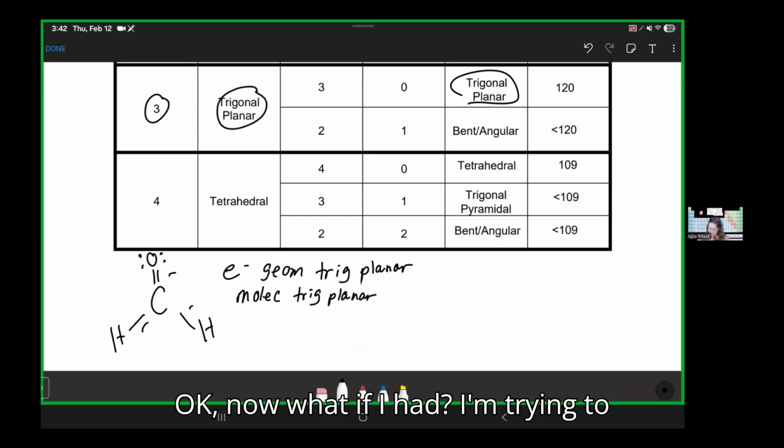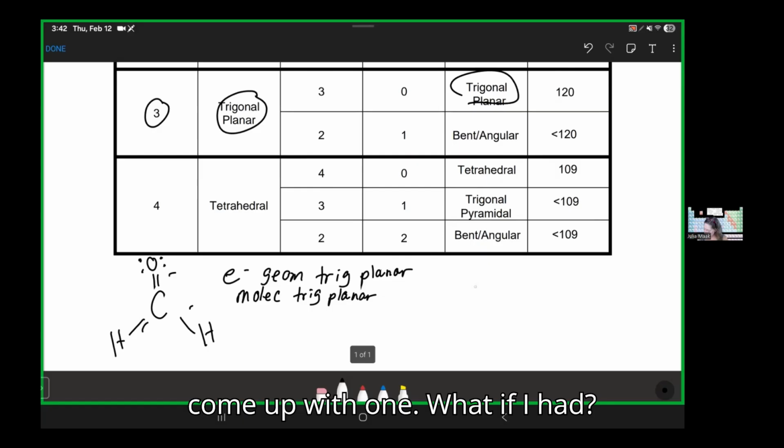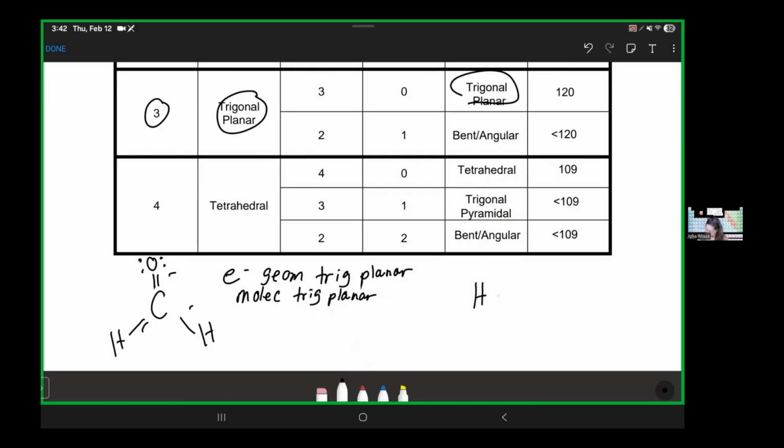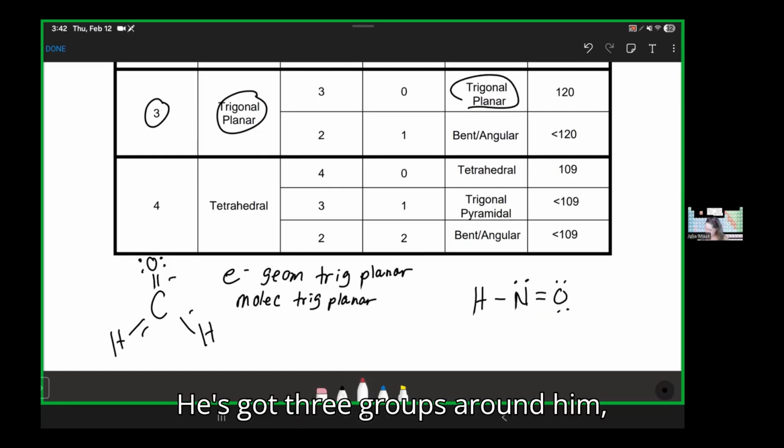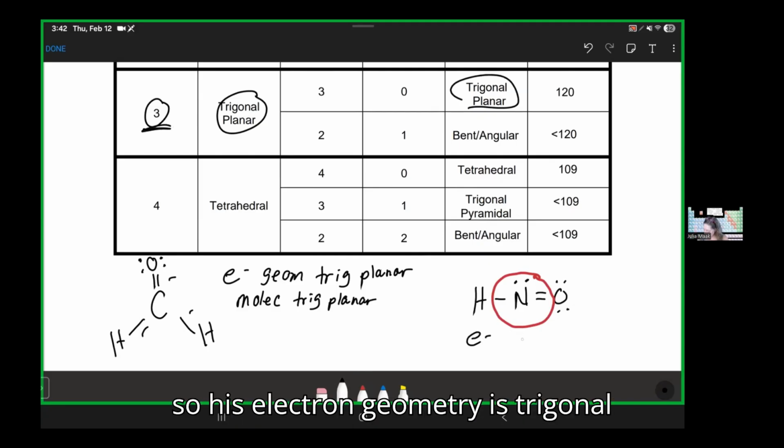Now what if I had H, N, O? Let's look at that guy. So nitrogen is your central atom. He's got 3 groups around him. So his electron geometry is trigonal planar.